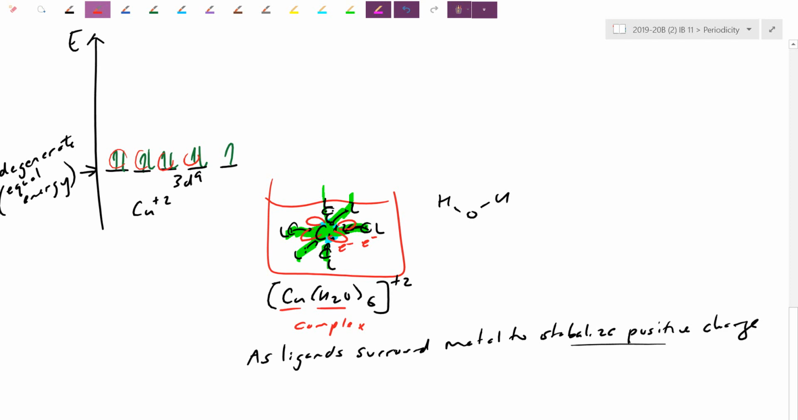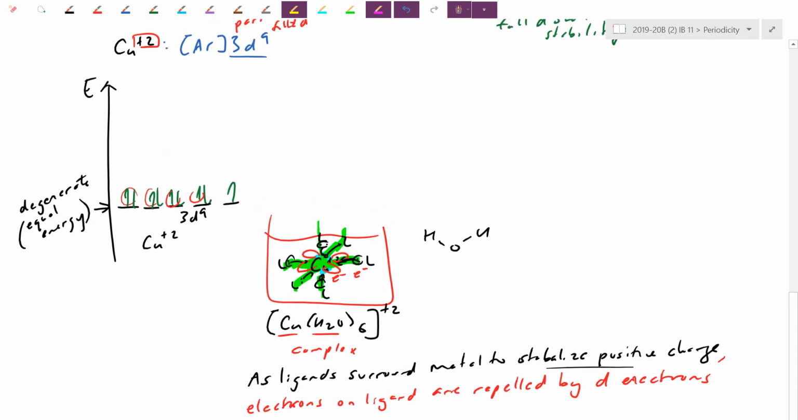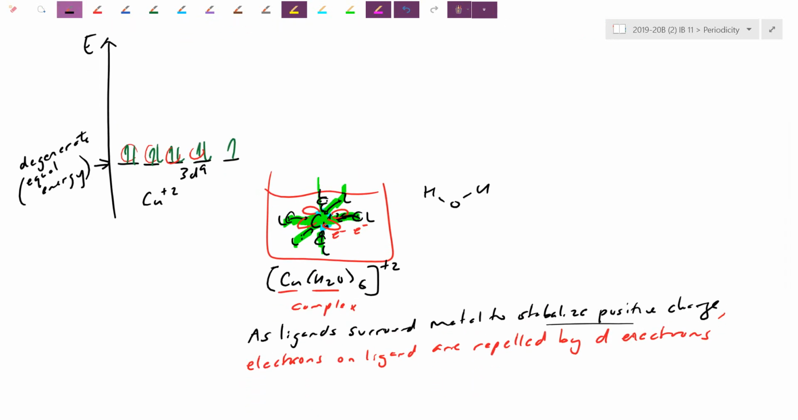So, as ligands surround the metal to stabilize positive charge, the electrons on the ligand are repelled, so it's sort of a compromise here. I want to get close because I want to stabilize it, but I don't want to get too close because our electrons are actually head-to-head and repelling each other. Ligands are repelled by the d electrons. And in fact, what happens out of that compromise, we're going to study this based on the shapes here, it actually ends up pushing, because of that repulsion, all 5 to a higher energy.